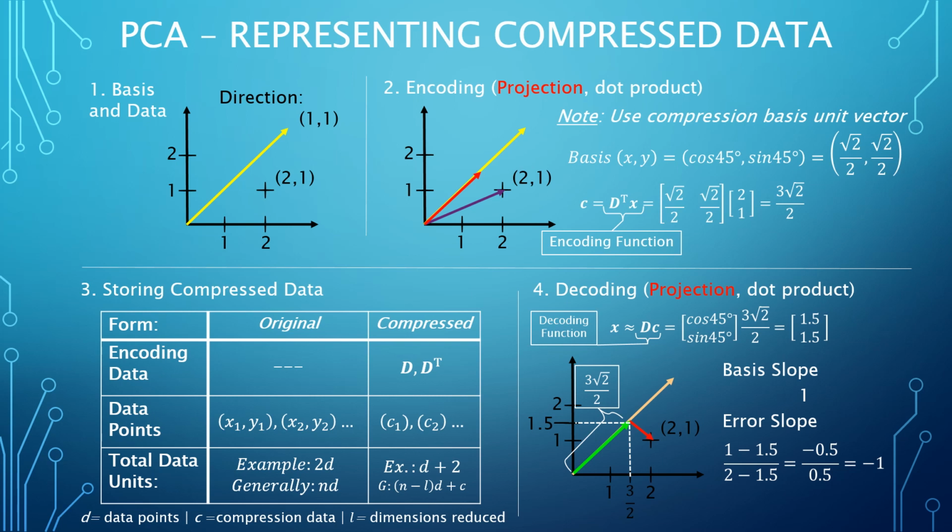So again, what this means is that we took our transformation matrix, which was just the unit vector in the dimension of our basis, and we multiplied our data point by that, which really means we were projecting the data point onto our basis. And since our basis was a unit vector, that yields the magnitude of the vector along that basis, which is our encoded data point for that original data point.